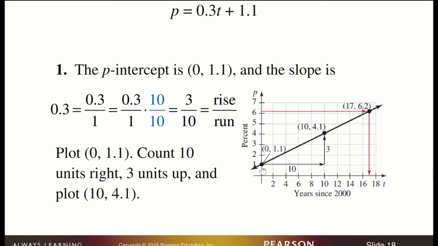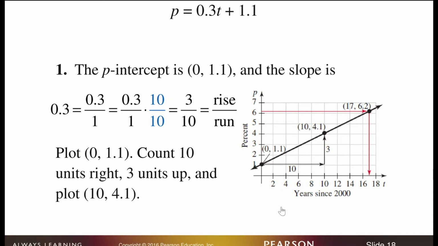So from there, right, you can go up 3 units and then right 10 units, right? And you'll get another point. So when you go up 3 units, you're going to add 3 to 1.1. That's where you get the 4.1. You go right 10 units, right? And that's going to be 0 plus 10, so you get 10.